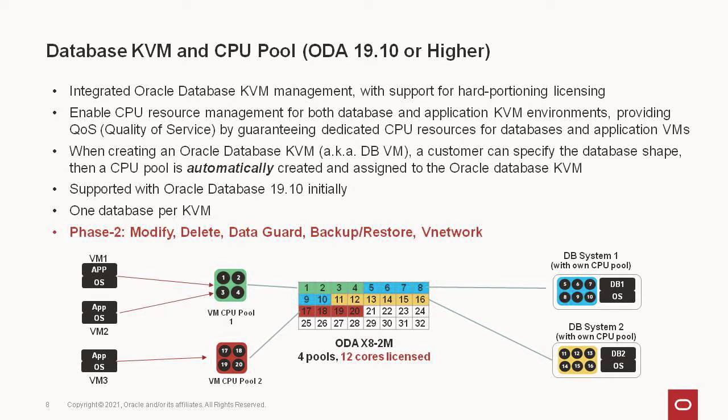So in this case, you only have to license 12 cores, even though you're using maybe 20 cores here, right? Because some of them are used by the applications. Carlos, do you have anything to add on this?